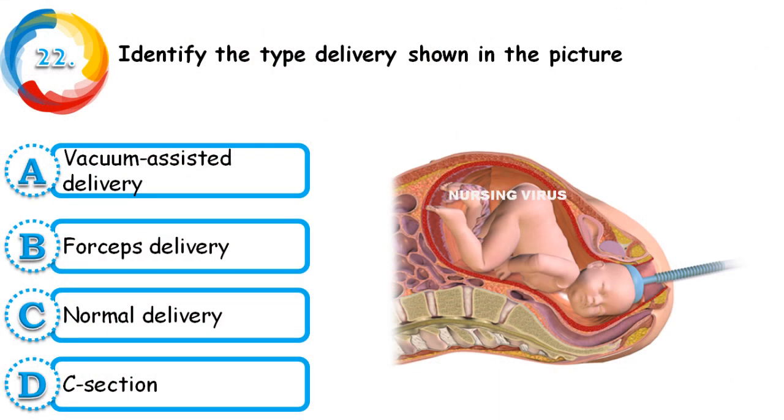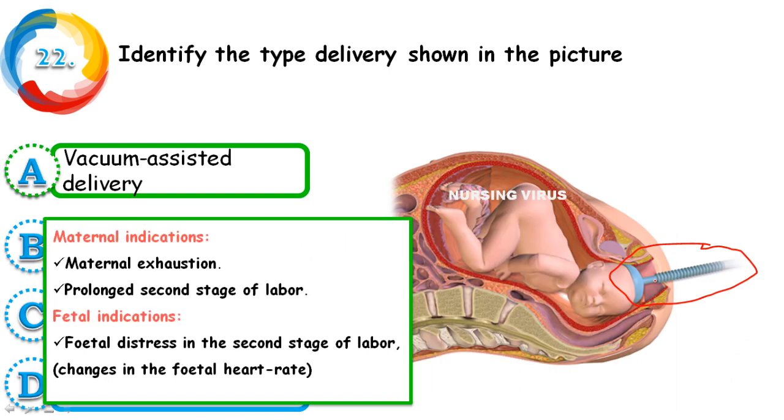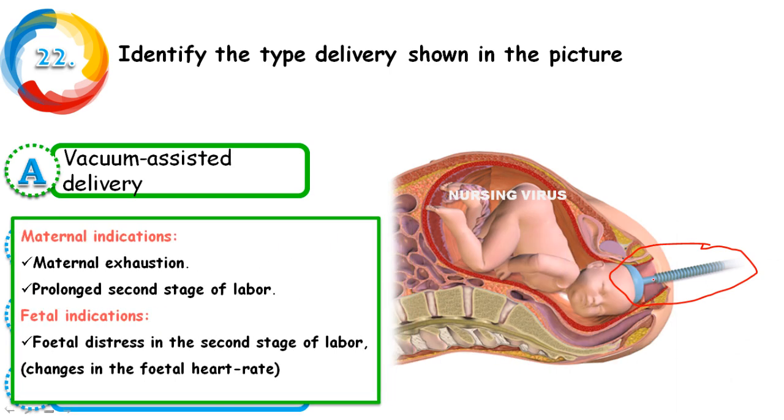And 22. Identify the type of delivery shown in the picture. The options are vacuum assisted delivery, forceps delivery, normal delivery and C-section. It is very easy to identify. The correct option is vacuum assisted delivery. Here in the image itself you can identify the vacuum device or vacuum extractor used to pull out the baby. Mainly when we use this vacuum extractor there are 2 types of indication. One is maternal and another one fetal.